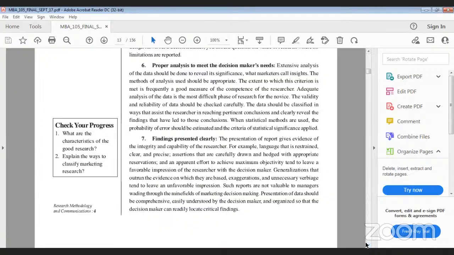Findings presented clearly. The presentation of reports gives evidence of the integrity and capability of the researcher. For example, language that is distinct, clear, and precise, restrictions that are clearly drawn and held with appropriate reservations, and apparent efforts to achieve maximum objectivity tend to leave favorable impressions of the research with the decision makers. Generalizations that outrun the events on which they are based.